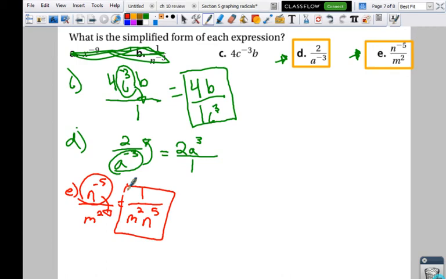Although, if you did it the other way around, you could also do 1 over n to the 5 m squared. So either one of these is fine. It doesn't matter which way you did it. If you did n to the 5 first and then m squared, you're not wrong. All right, that's it.